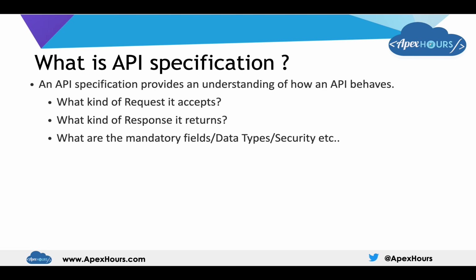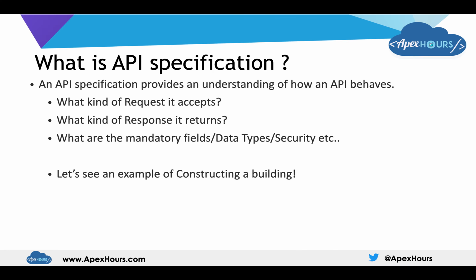So you will design an API where username and password are mandatory fields, something like that, right? So what kind of request it accepts, what kind of response it returns, what are the mandatory fields, and what is the data type. Data type here means whether it is a string, number, JSON, or array, all this kind. And is there any security like authentication or authorization? All these details we have to specify. When I say specify, that's what specification.